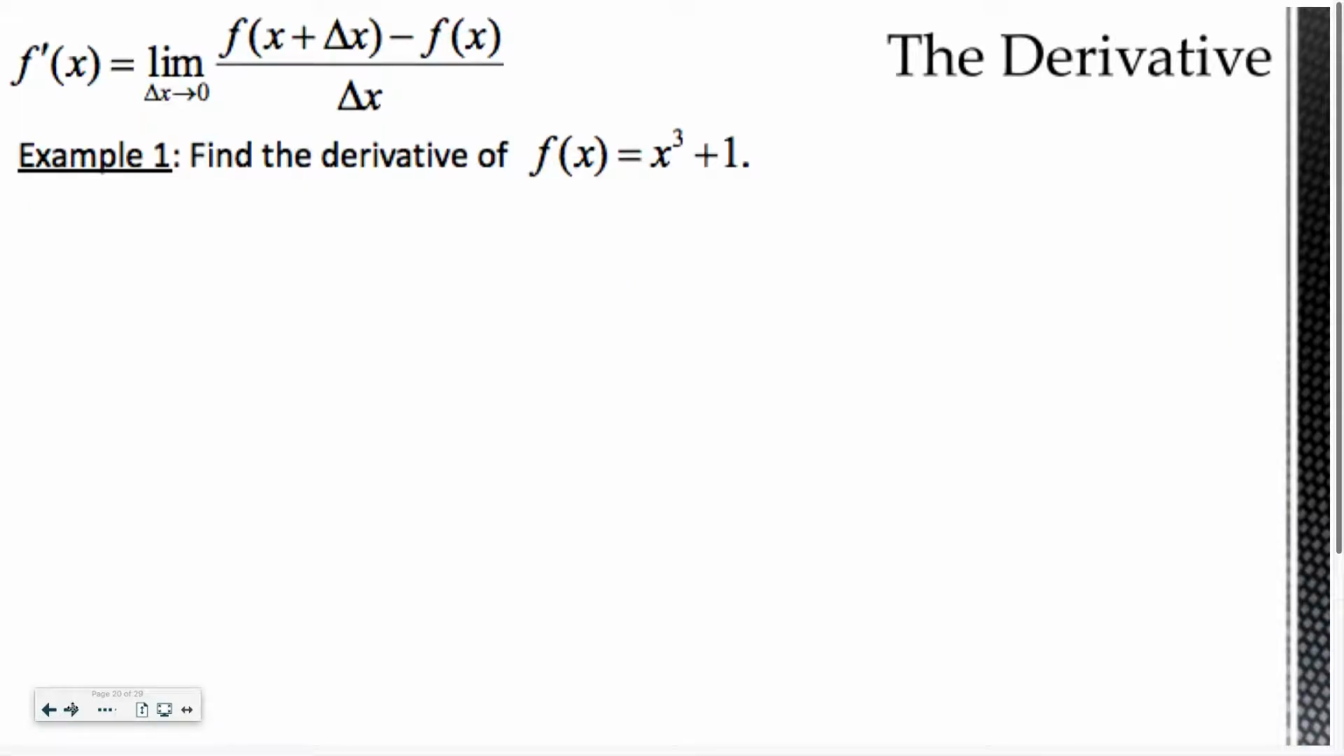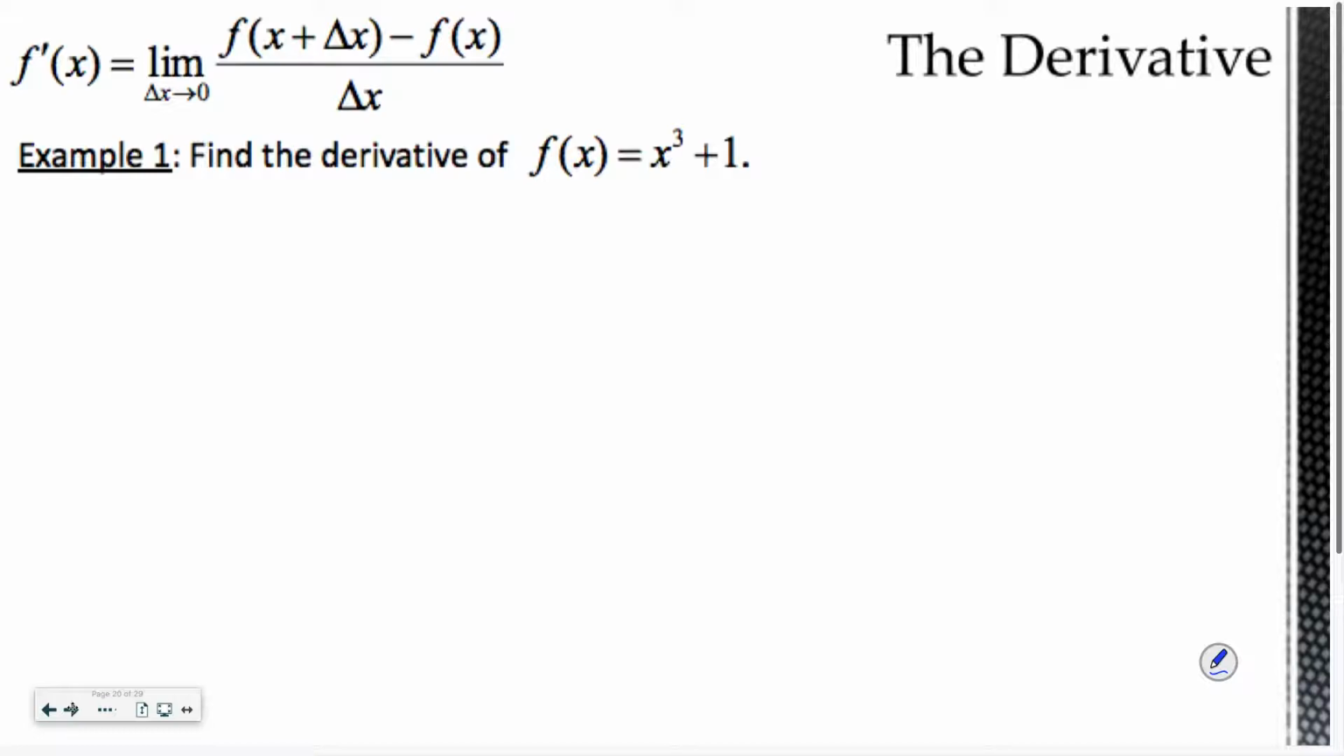Okay, so here's our first example. Find the derivative of f of x equals x cubed plus 1. Don't start doing anything yet, please. I just want you to write this down, that this is what we're finding. It's not always about what the work is, but you also want to know what the original problem is. So find the derivative of f of x equals x cubed plus 1.